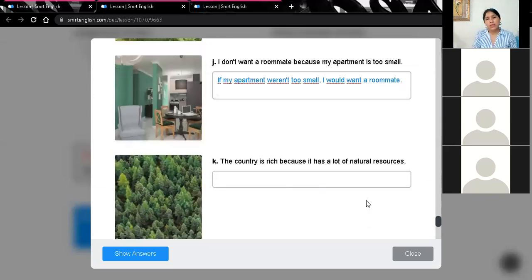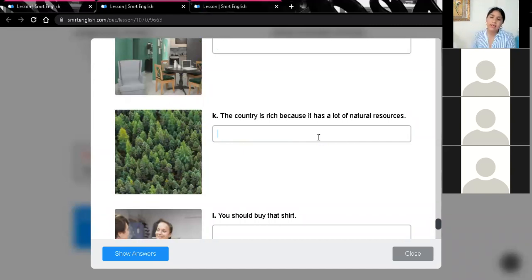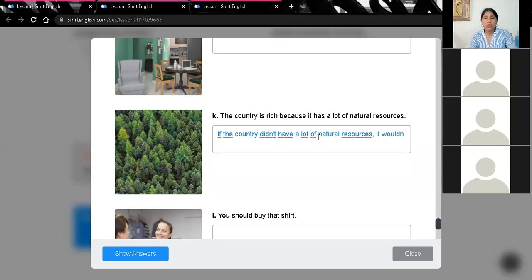Okay, we're almost done and we have a little time, so let's do this quick. Letter K, Guillermo, do you have it? It says the country is rich because it has a lot of natural resources. I don't have this. Okay, Jose, do you? Yes. If the country didn't have a lot of natural resources, it would be poor. It would be poor, or it wouldn't be rich. Both are good.